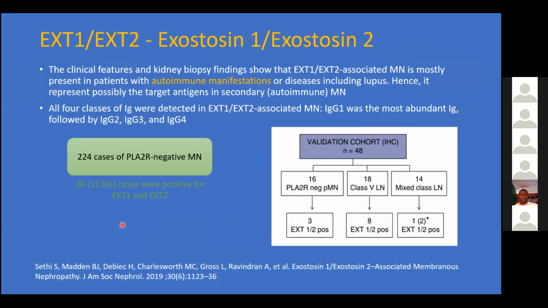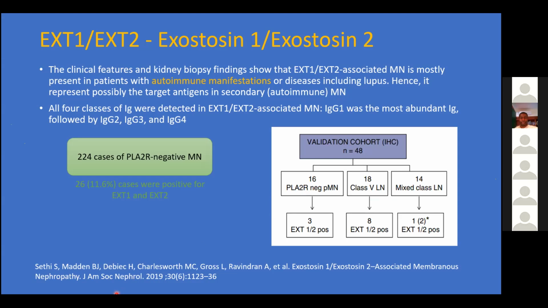So if you ask what is the salient feature of this exostosin 1 and 2 related membranous nephropathy? The clinical features and kidney biopsy findings are mostly present in patients with autoimmune manifestations or diseases including lupus. So lupus membranous nephropathy usually shows positivity for exostosin 1 and exostosin 2. So this is not primary; hence this represents possibly the target antigen in secondary membranous nephropathy. And all 4 classes of IgG were detected in exostosin 1 and 2 associated membranous nephropathy. IgG1 was the most abundant, followed by 2, 3, and 4.